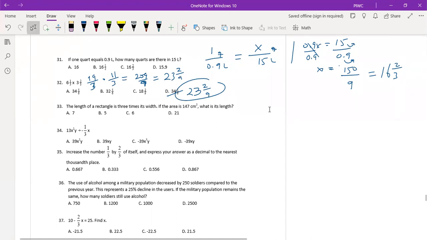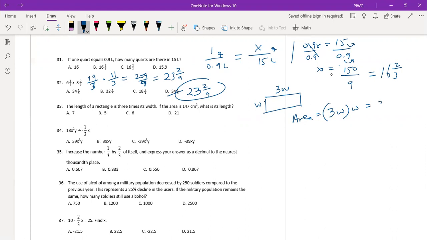And then 33. The length of a rectangle is 3 times its width. If the area is 147, what is its length? So think of a rectangle. The length is 3 times the width. So the width is W, and the length here is 3 times W, 3W. We know that area is length times width, so the area will be 3W times W. That gives us 3W squared.